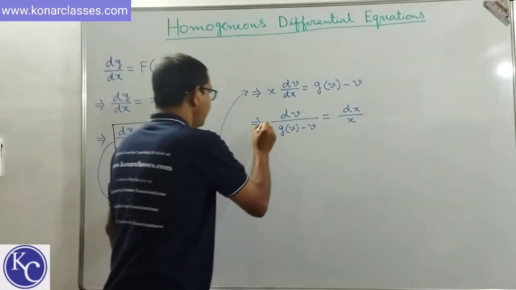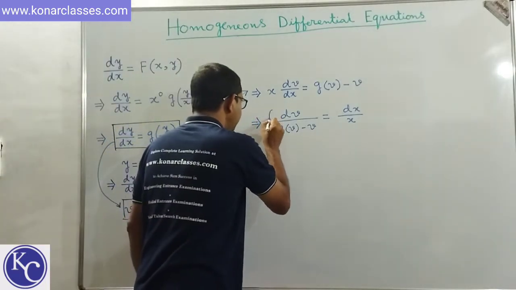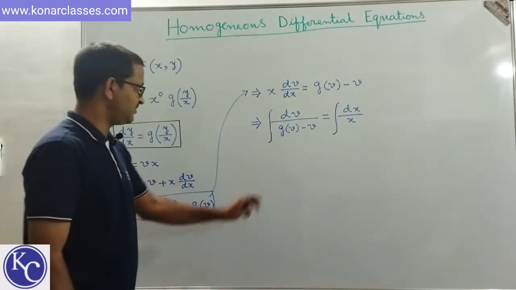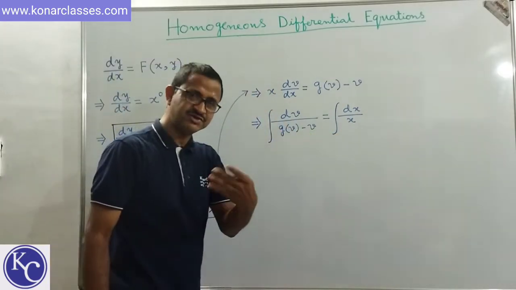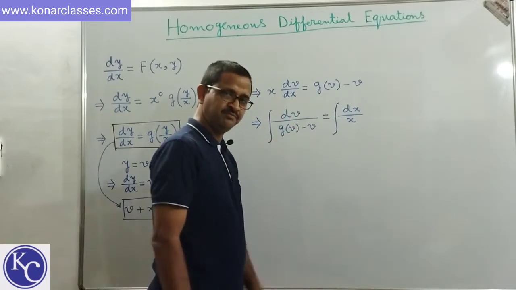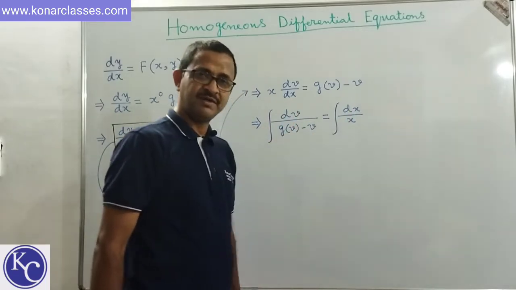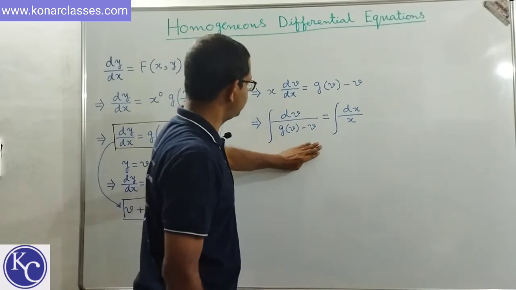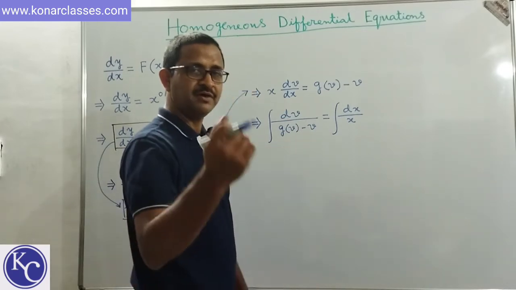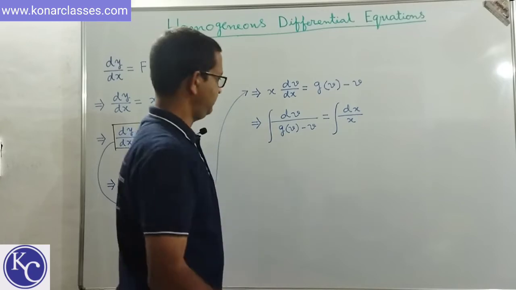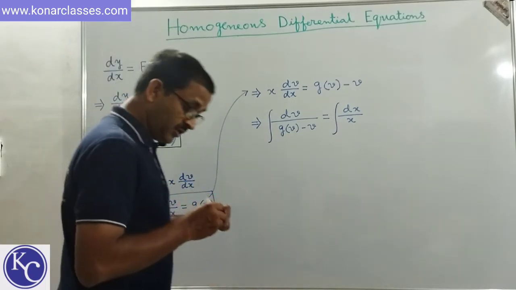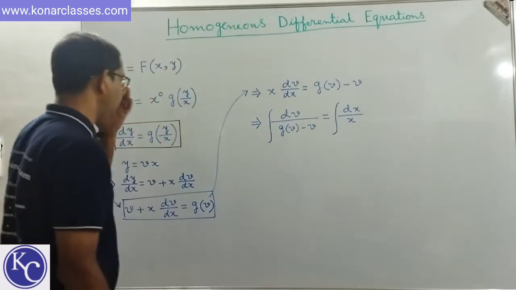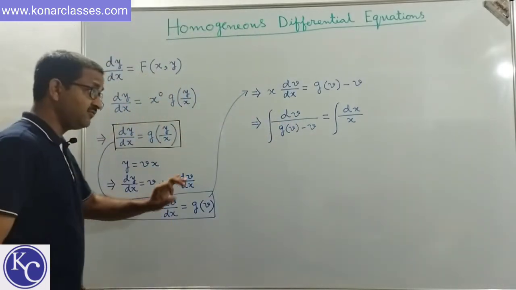Simple. Now after that what we are going to do? We are going to integrate both the sides. Okay, g(v) minus v is a function of v, we can integrate, and integration of dx by x, and once we solve this integration, we get the general solution or primitive. Okay, we will see one example. Without solving a particular example we cannot have our understanding very clear.